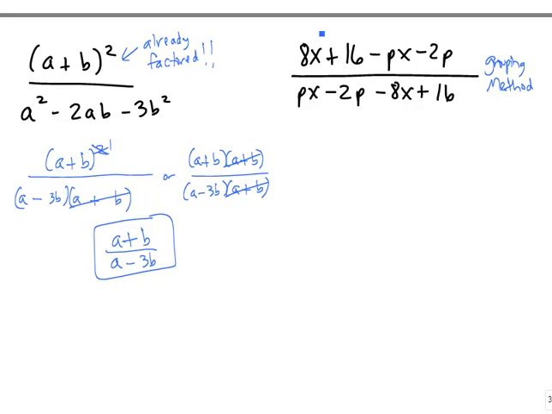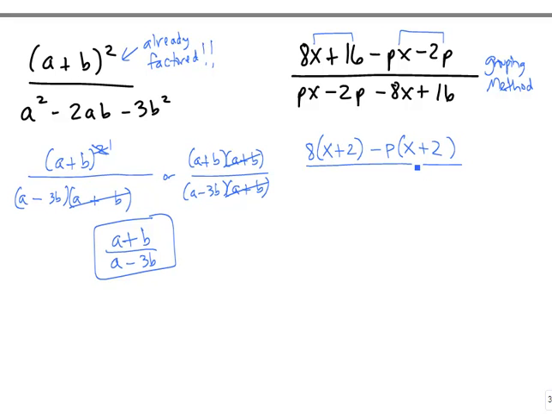So the way grouping works is you group together the first two and the last two and try to pull out a GCF just from the first two and a GCF from the second two. So let's start with that. From the first two here, 8x plus 16, there's an 8 that I can pull out. If I pull that out, I'm left with x plus 2. From the second two terms, they both have p's and they both have negatives. So I am going to pull out a minus p. If I do, I'm left with just the x and with a positive 2.